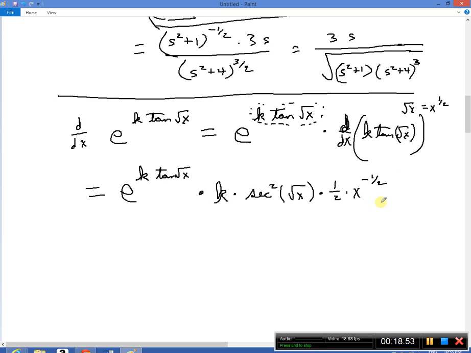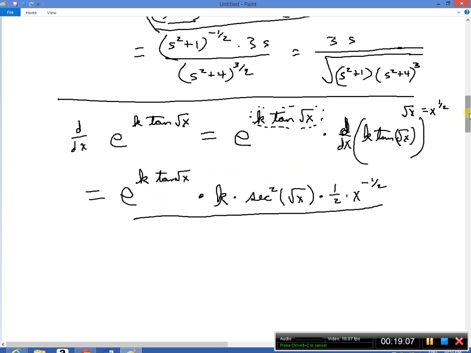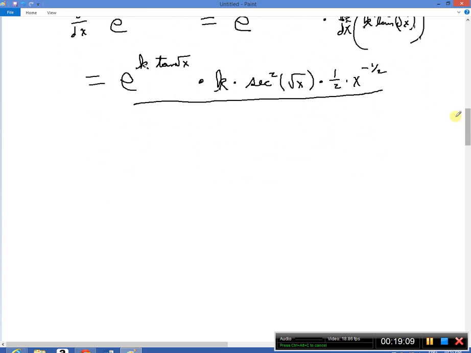This is the answer. Now you could write that x to the minus 1/2 as 1 over the square root of x if you wanted to. But there's not much that you can do to simplify this. So this one you're kind of stuck with. All right, let's do one more example that's kind of like this, really.